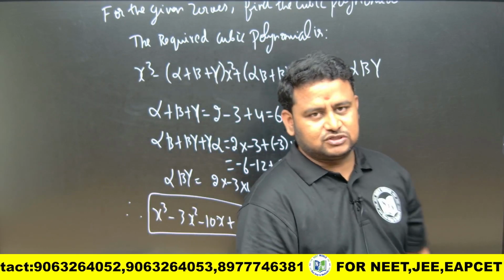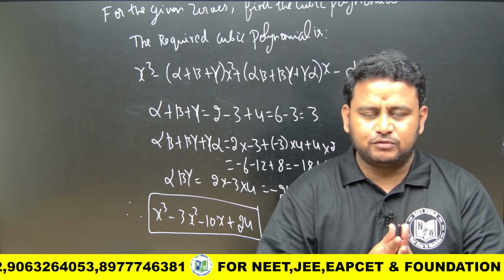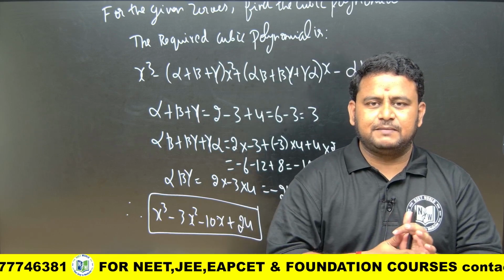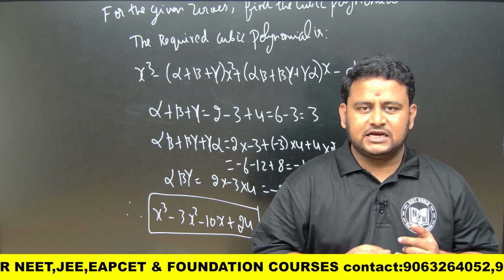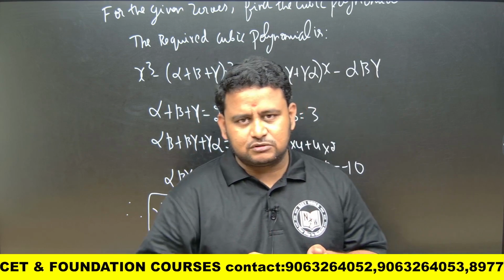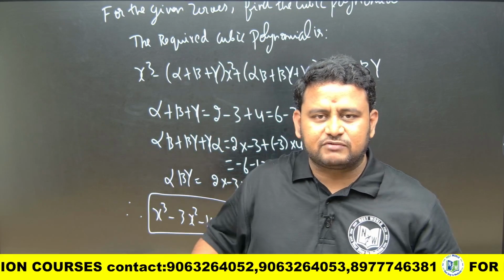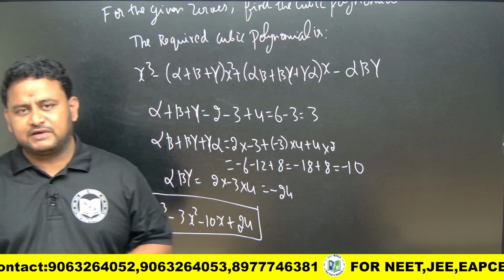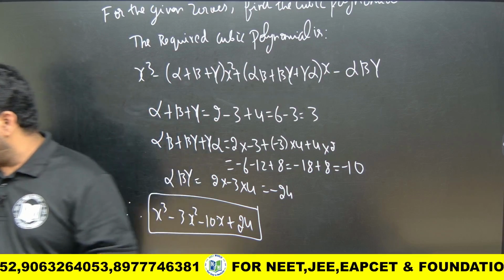Like this, you have to solve this question. First of all, you have to write down the required polynomial. A cubic polynomial is of the form x cube minus alpha plus beta plus gamma x square, plus alpha beta plus beta gamma plus gamma alpha, that is the product of zeros taken 2 at a time, into x, minus alpha beta gamma. Then you have to find the sum of the zeros, then the product of the zeros taken 2 at a time, then the product of the zeros. You will get the values, put those values in, and we will get the required cubic polynomial. Not equation, required cubic polynomial. When a polynomial is equated to 0, it becomes an equation, otherwise it is just a polynomial. Clear, friends, the difference you should know.